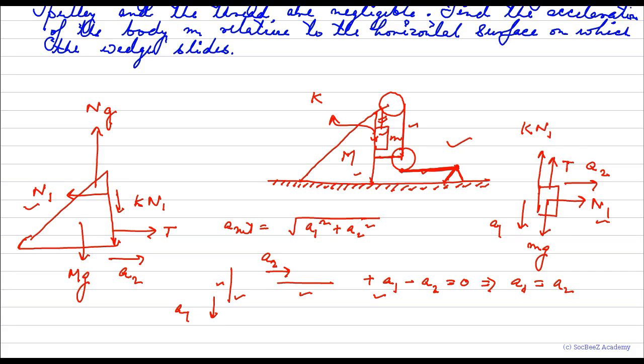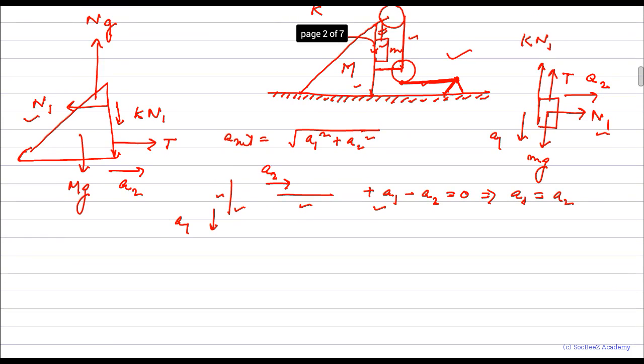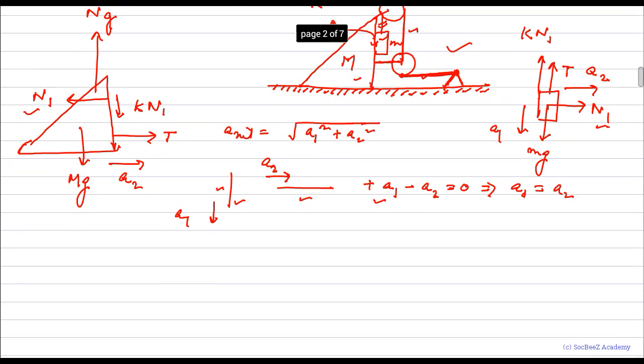So from here I can write a net as root 2 a1. So I basically now need to find the value of a1.